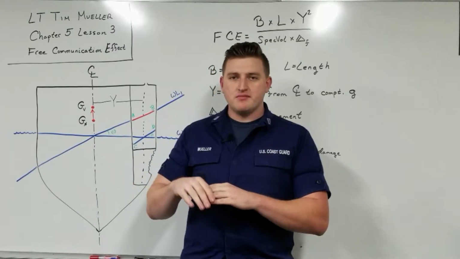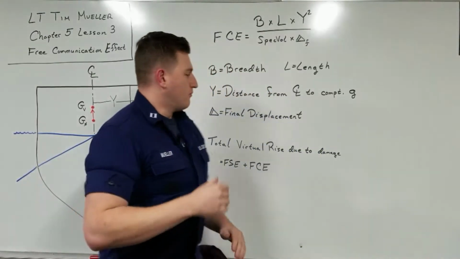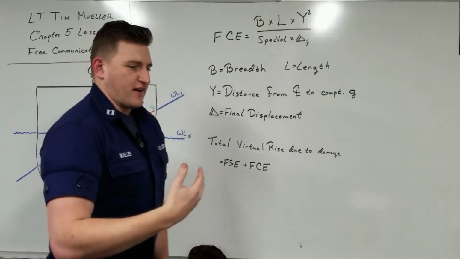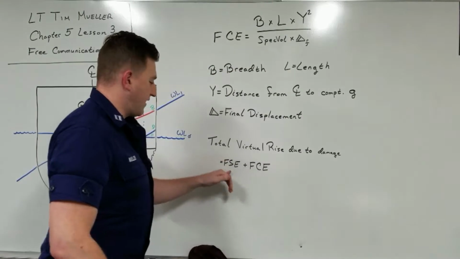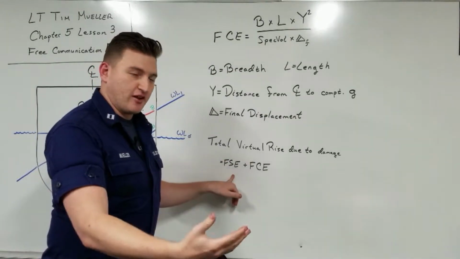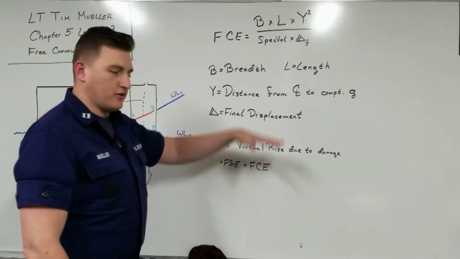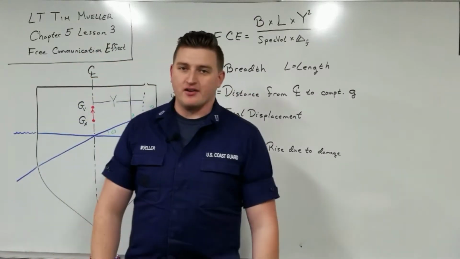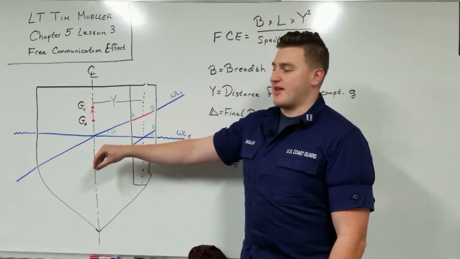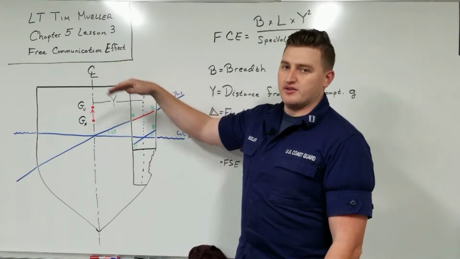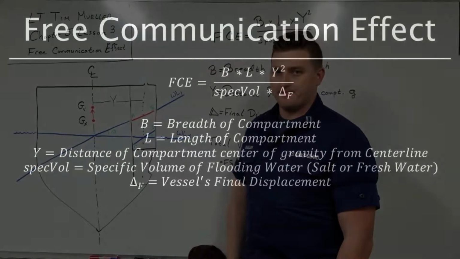So we always have some sort of shallow or deep pocketing. You add all of those free surface effects up from the tanks, plus any free surface from damage or flooding, plus any free communication effect from damage. That's going to be our total virtual rise in the center of gravity. So the ship itself will have a physical center of gravity, and then it'll also have a virtual rise due to all these free surface effects and all the free communication effects.